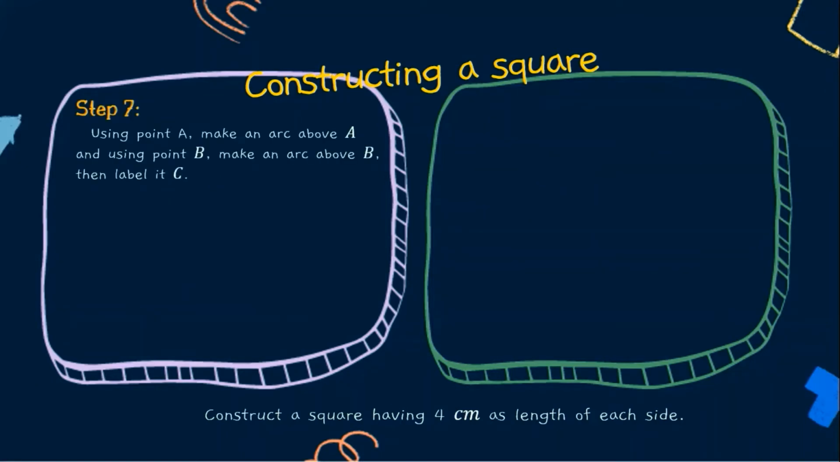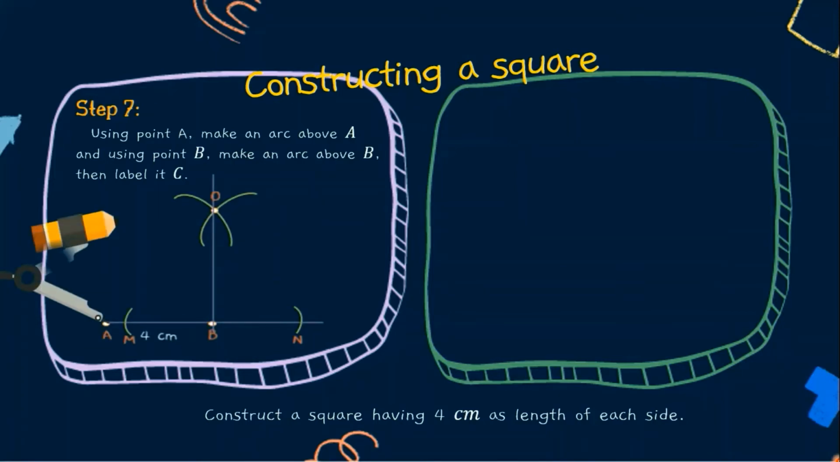Step 7, using point A, make an arc above A, and using point B, make an arc above B. Then label it as C. Ito yung ating last construction from step 5. At kukuha tayo ng compass na ang width ay 4 cm as instructed sa ating step 6. Yung pointed tip ng ating compass ay nakatapat sa A, using point A, and then draw an arc.